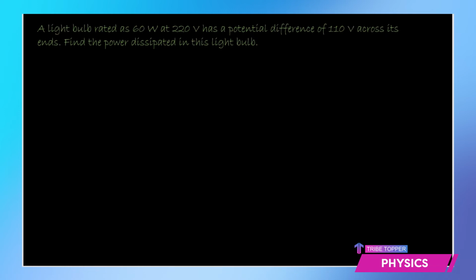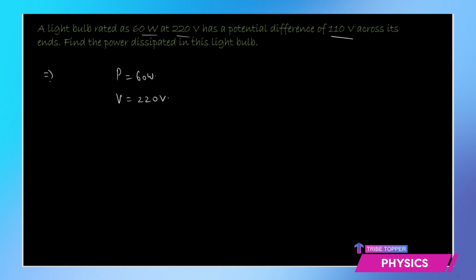Okay, so let's have a look at the next question: a light bulb rated as 60 watt at 220 volt has a potential difference of 110 volt across its ends. Find the power dissipated in this light bulb. So here we are given that a bulb is rated at 60 watt and it is supposed to operate at 220 volt. So if it is operated at 110 volt, then what will be the power dissipated in the bulb?